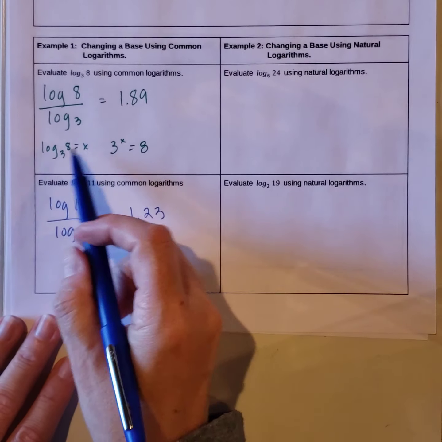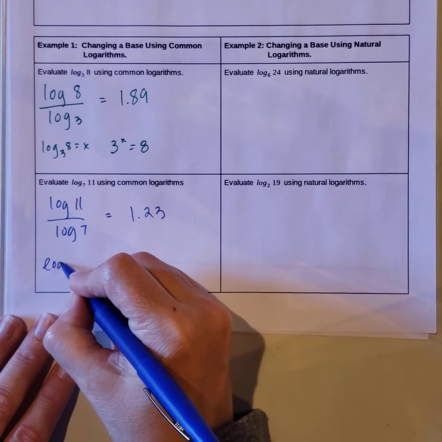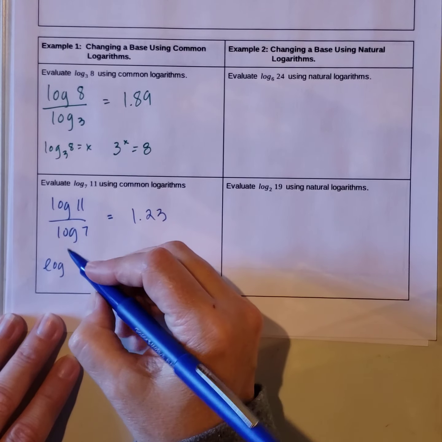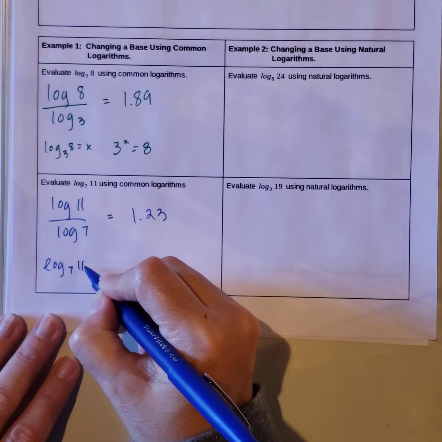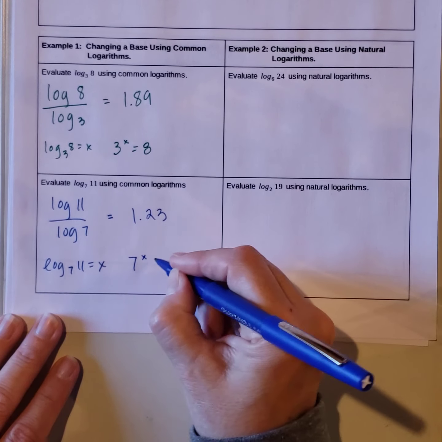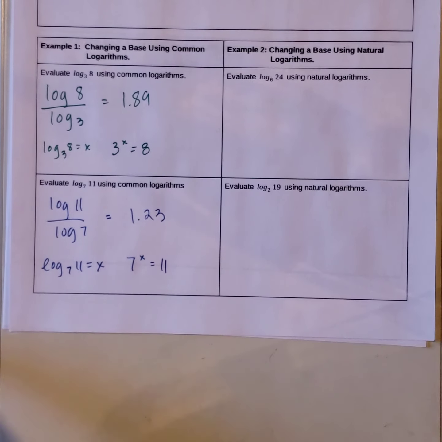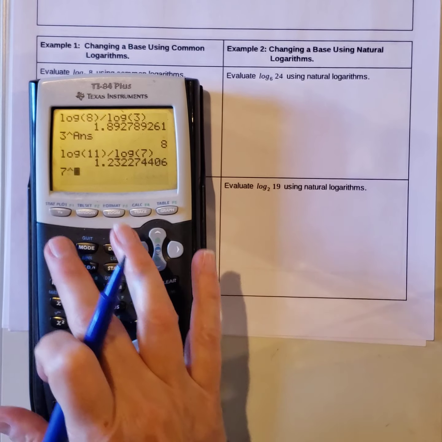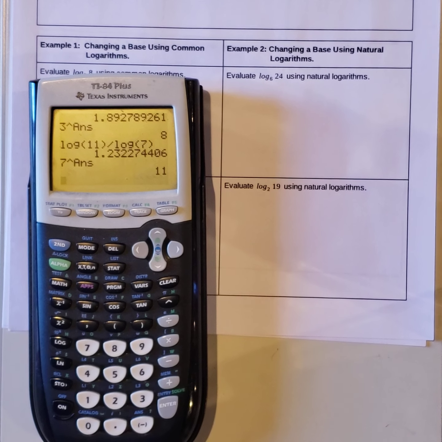Again, when we're looking at the log, it's referring to raising something to an exponent. So log base 7 of 11 is equal to what, which is the same thing as 7 raised to what power gives us 11. And we can double check that. If we take 7 and raise it to the answer that we got, does it give us 11? It does.